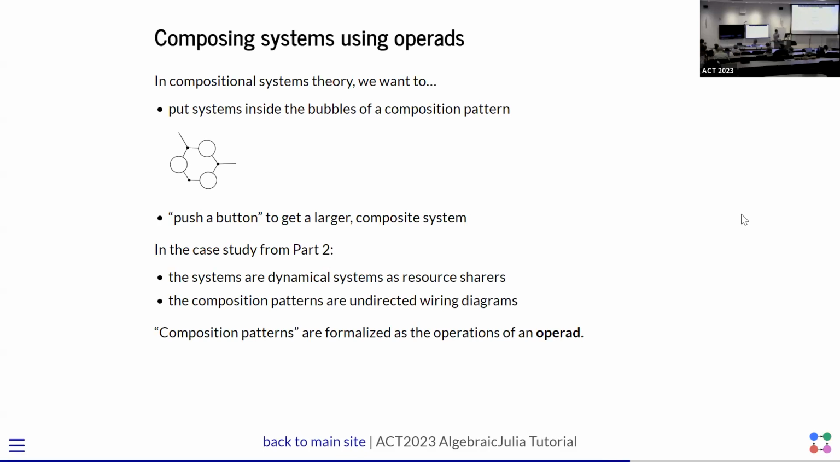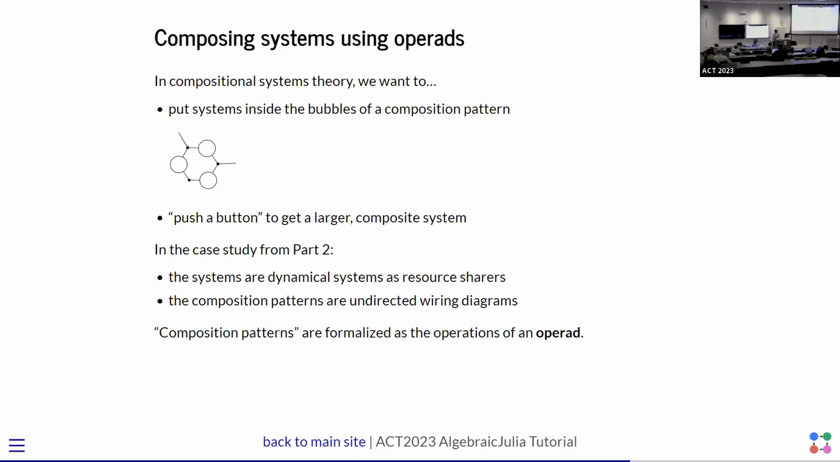Okay, so to put it very glibly, the sort of thing that we want to do is we have a composition pattern, and then inside each of these bubbles or boxes, we want to put one of the dynamical systems and press a button that says compose to get a larger system out. So this is a general sort of pattern. The particular example that we're looking at, the systems are going to be resource sharing dynamical systems, and the composition patterns are undirected wiring diagrams.